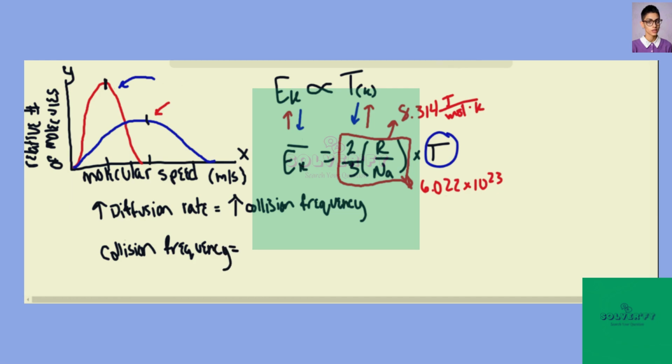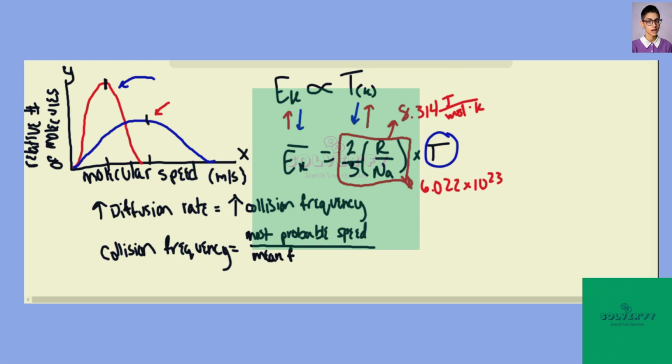So down here we've got our collision frequency equals our most probable speed, and I'll stop for a second and explain. Our most probable speed is going to be our highest relative number of molecules. So wherever the peak of these curves is going to be our most probable speed. And of course, we'll get our speed from our x-axis. Most probable from the y, and that speed from the x-axis.